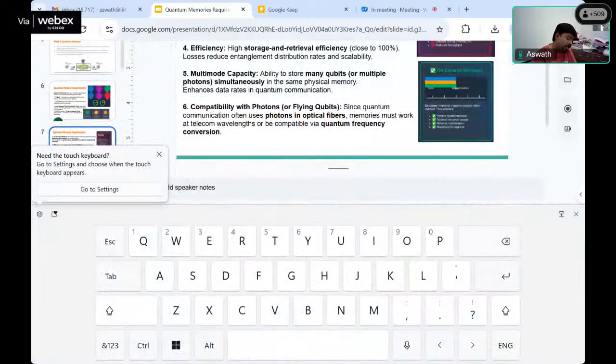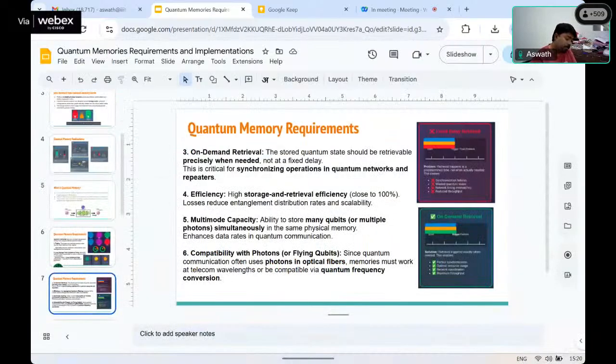Let's go and see, is there any other requirement we have to bother about? Okay, right? So another thing is, when you give information to the system and it stores it, when I try to retrieve it, it should respond in a much quicker fashion. There should be on-demand retrieval. There should not be lag, there should not be time between my demanding the information and the system giving the information. So on-demand retrieval is very important. This is required for synchronizing the operations in quantum networks.